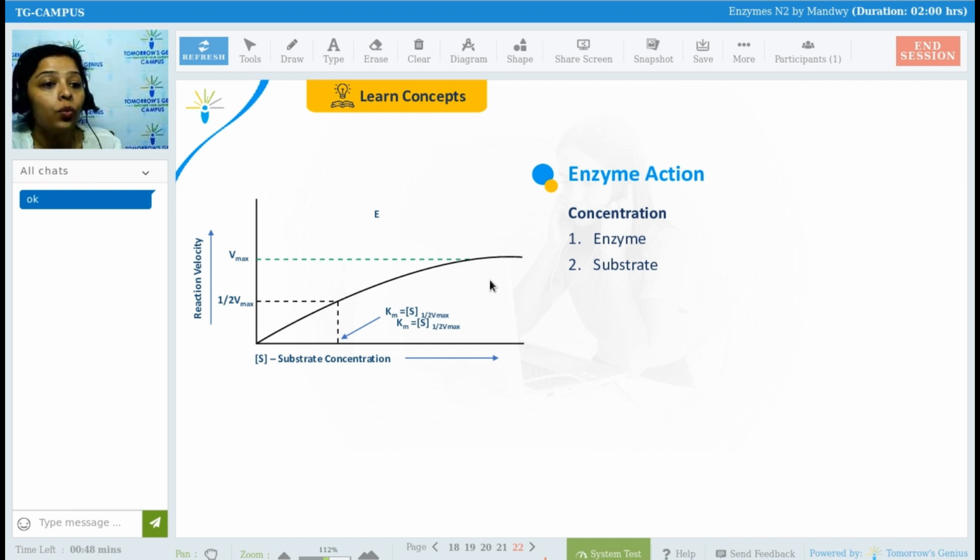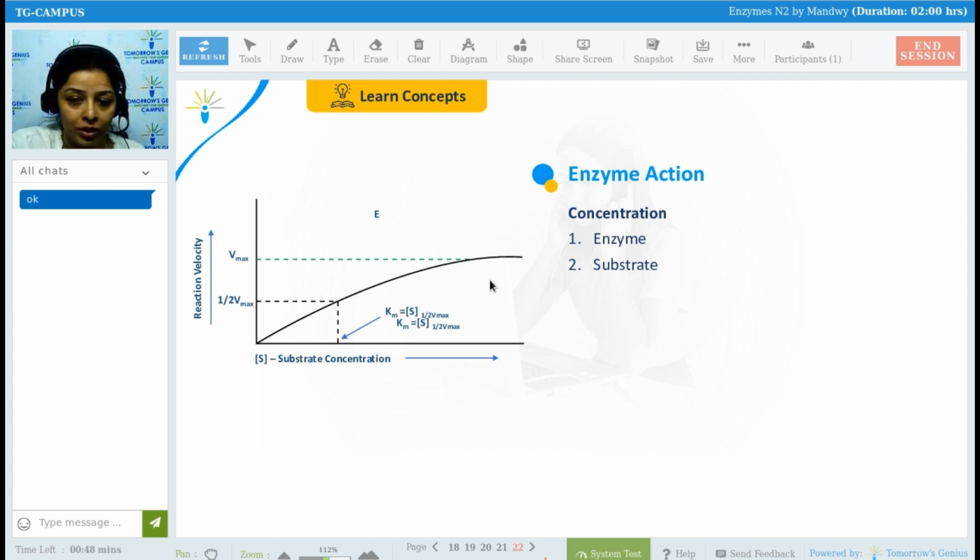If the enzyme concentration increases, what will happen? If you increase the amount of enzyme, it will increase the rate of reaction up to a certain point, after which the rate of reaction becomes constant. Are you getting me? And ma'am, when the enzyme concentration is very low, below the normal range, what will happen? The reaction will not take place, right?